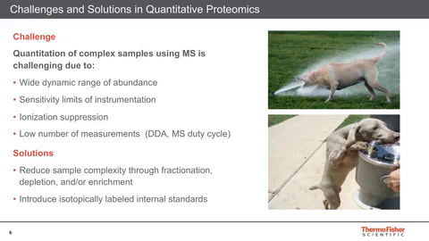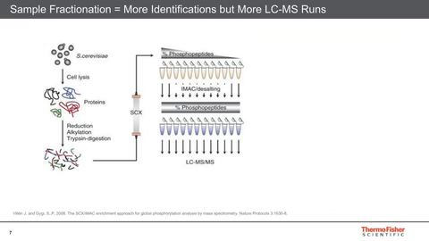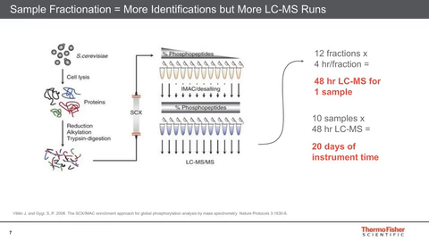And finally, incomplete analysis of the sample due to instrument methods such as DDA or the low number of measurements based on the MS duty cycle. However, there are some solutions which can make mass spec one of the most sensitive and quantitative analytical techniques. One of the methods to reduce chemical complexity is through fractionation, depletion, or enrichment, which makes it more palatable and easier to identify low-abundant peptides and proteins. Another is to use internal standards labeled with stable isotopes to accurately quantify the analytes.